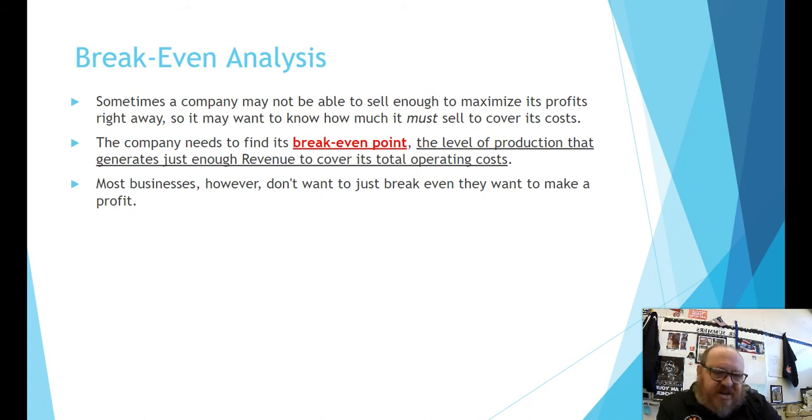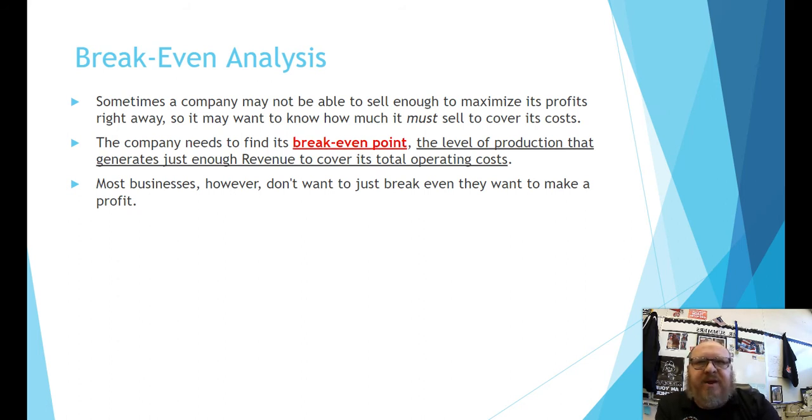So sometimes a company might not be able to sell enough to maximize its profits right away. If it's a brand new company with a brand new product, it might not immediately have all of the attention it needs to be super successful. But they do need to know how much to sell in order to cover their costs. That is known as the break-even point: the level of production that generates just enough revenue to cover the total cost.